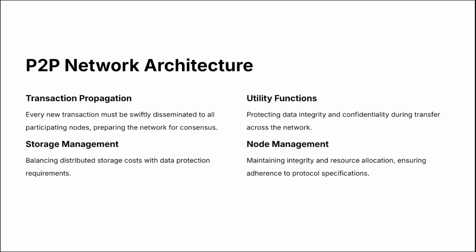Then we have storage management. Since data is stored across many nodes, the system has to carefully balance how much data is replicated and how to do so securely, all while managing costs and complying with data protection standards. And finally, we have node management, which ensures that each node behaves according to protocol, manages resources efficiently, and remains synchronized with the rest of the network. This is vital to maintaining the overall integrity and reliability of the ledger. So these are the key components of the P2P network for DLT.